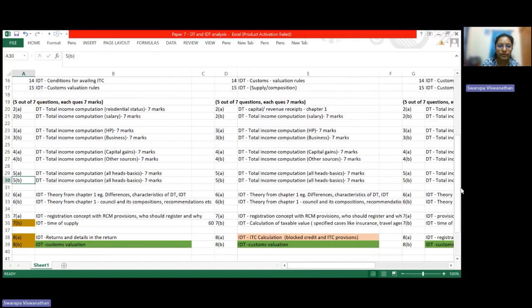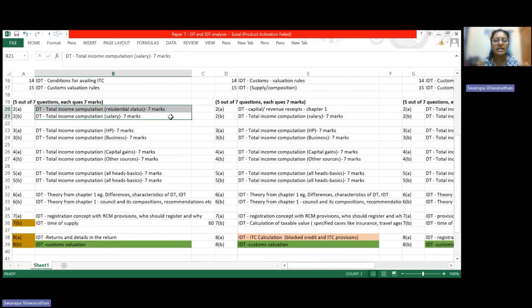So what can you do? You have to choose the topics that you are good at and ensure you study end to end. If I study a little bit of salary, a little bit of house property, a little bit of capital gains, it will not help me to clear the exam. So if I am taking salary and residential status, I have to ensure I know end to end all the provisions of residential status and salary so that I get the entire 14 marks.